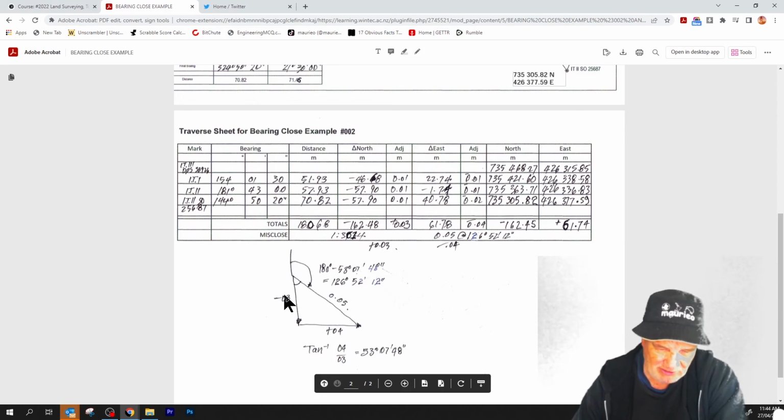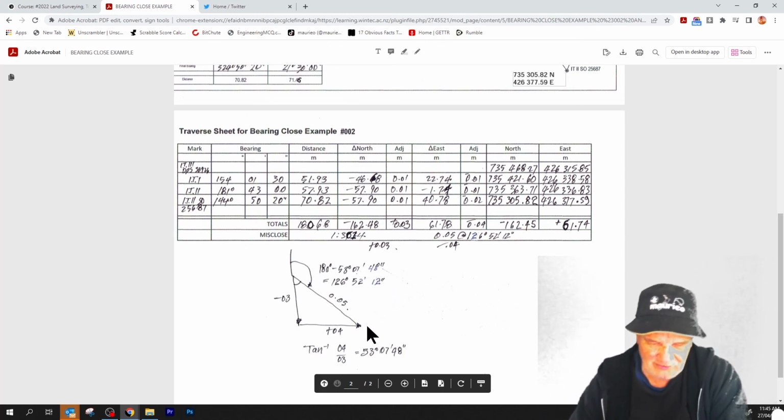We can use Pythagoras, 3, 4, 5. The square root of 3 squared plus 4 squared is 5. And the bearing we want is this bearing here, clockwise from north. Now, we can work out this angle here, which is tan to the -1, 4 over 3. And then we can subtract that angle from 180 to give us the bearing of our misclose, 126, 52, 12. So once again, if you draw the diagram, you get it right.